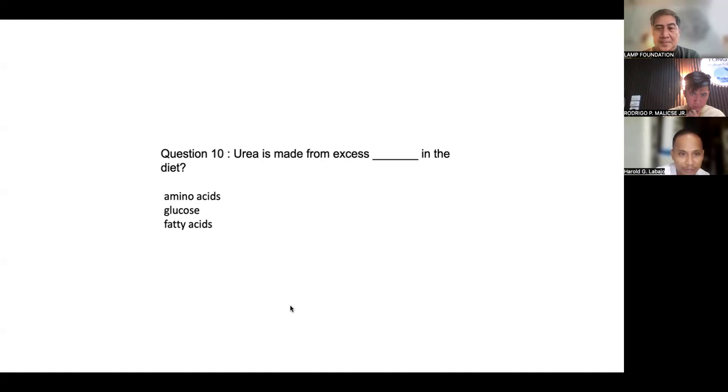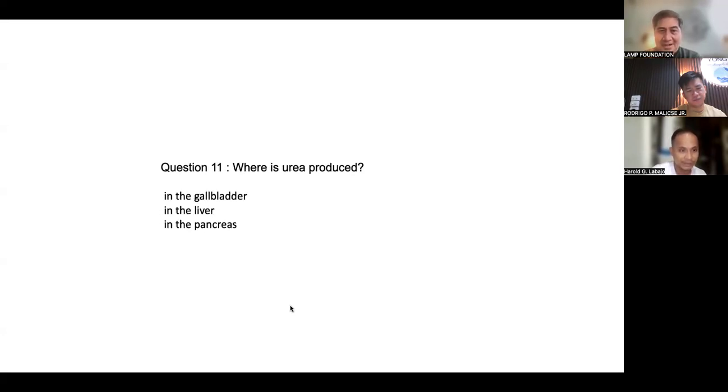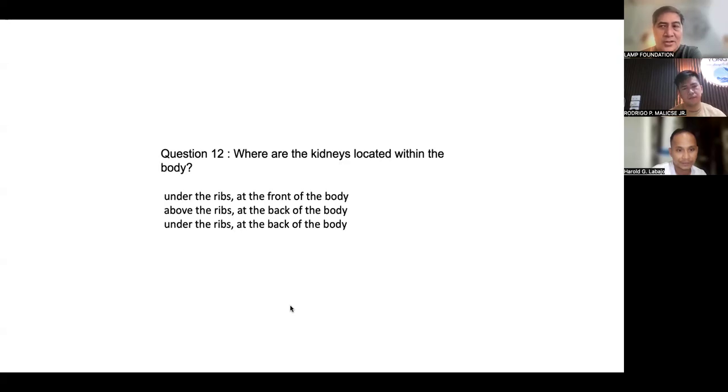What number, Doc? Number 10. Amino acids. Okay. Where is urea produced? In the liver. So now you could see the relationship between the kidney and the liver. So if you have a weak liver, then you will have a problem.